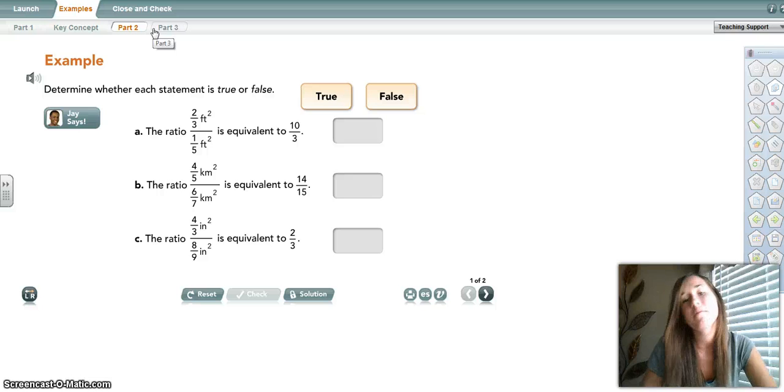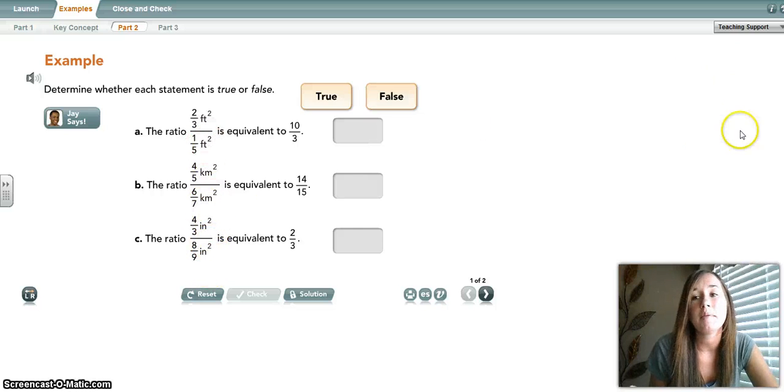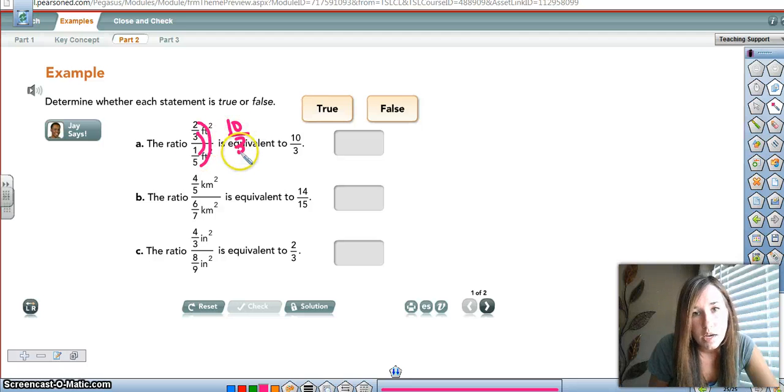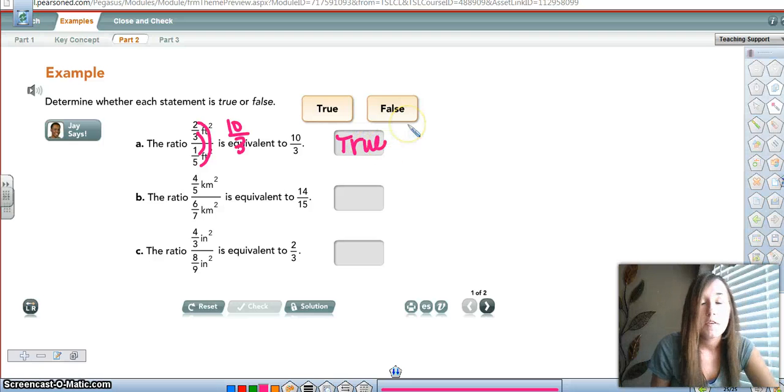Okay, so for each one we need to determine if it's true or false, so we can just use our double rainbow trick if we want to stick with that to solve each problem. Now, notice that in every problem the units are matching. That's good, and we do want to be aware of that whenever we solve problems. So we can do 2 times 5 is 10, 3 times 1 is 3, 10/3, so yeah, this would be true. If you think you're getting the hang of this, pause the video and try them out on your own, and then play the video to see if you did it correctly.